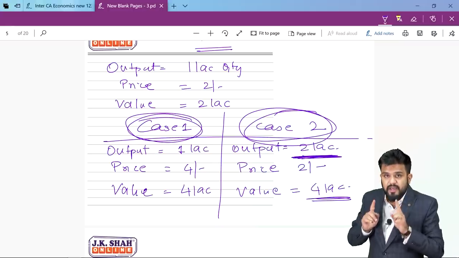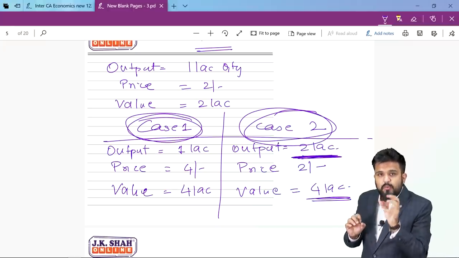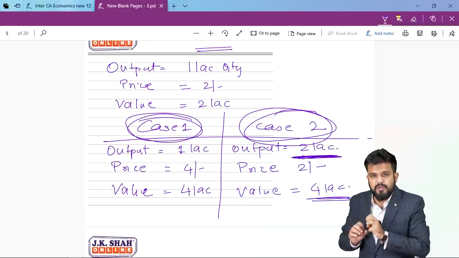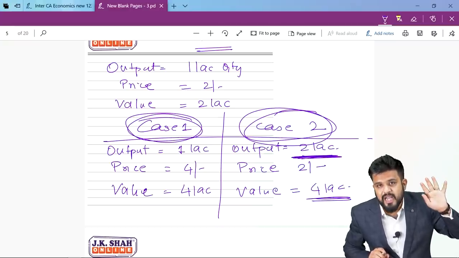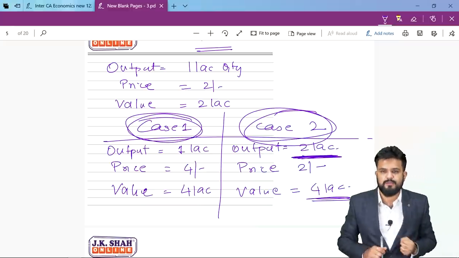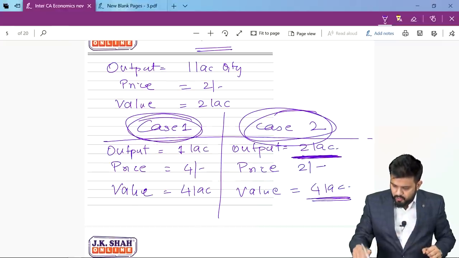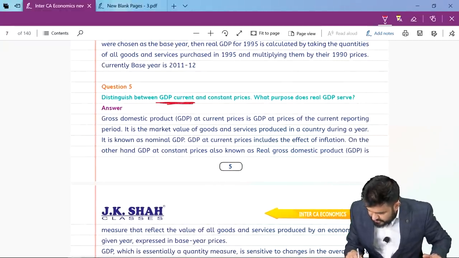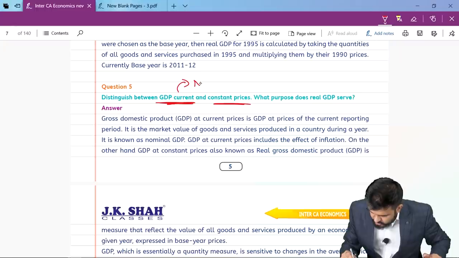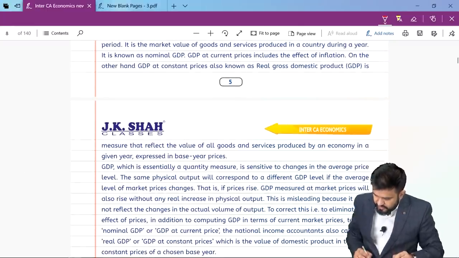I will again repeat. Real GDP is nothing but inflation adjusted GDP, because your price factor is not taken into consideration. We are considering base year price, constant price, that is 2011-12, which our country considers. So this was about real GDP, nominal GDP, very important students. If you observe here, distinguish between GDP at current and constant price. Current is your nominal and constant price is your real. So precise answer is given.